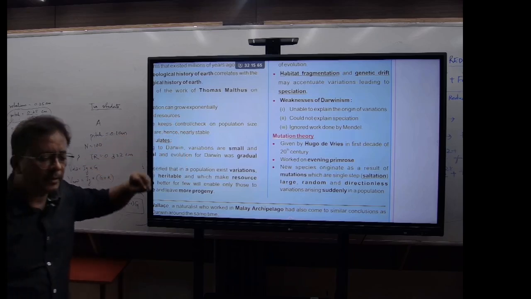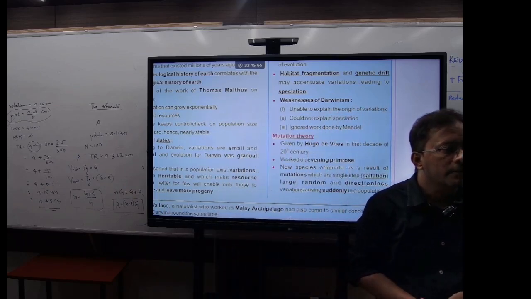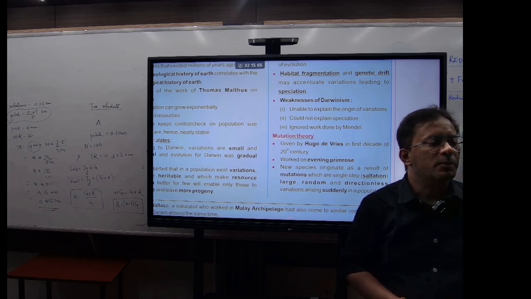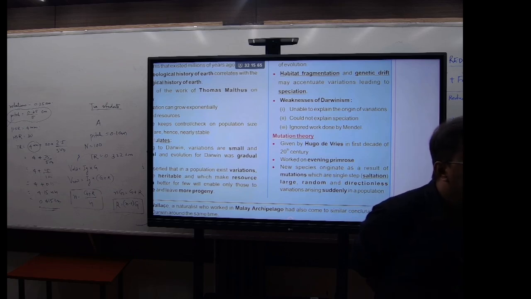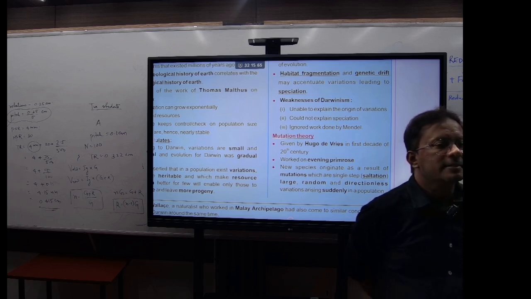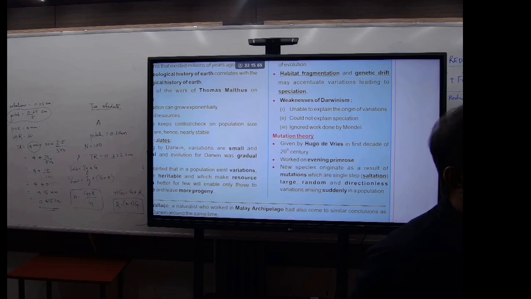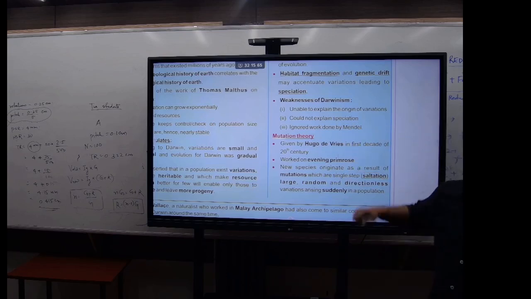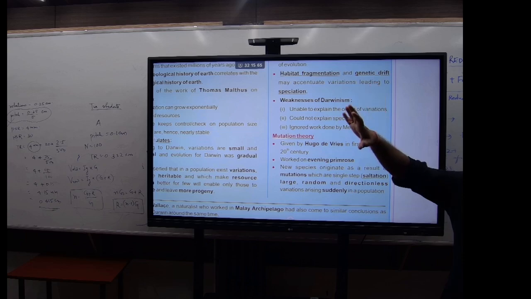Who is Mendel? Gregor Mendel, who proposed the theory of, what was the theory proposed by Mendel? Inheritance. How the characteristics are transmitted from one generation to the next generation. If only he had studied Mendel, he might have explained all these three things, but he did not.